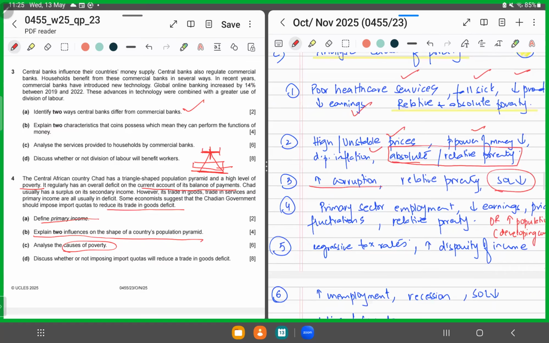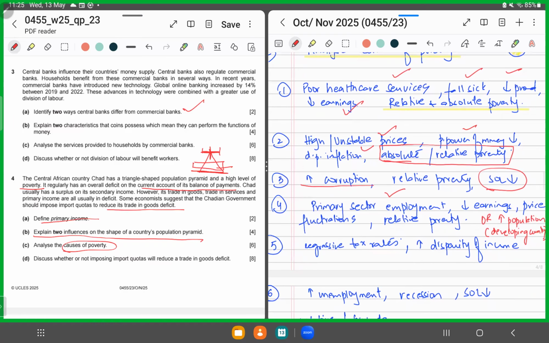It could also be that the majority of the population is employed in the primary sector or in the agriculture sector, which means earnings are relatively low and the standard of living would be less. So the GDP per capita would be less, which means it's a developing country. So if the majority of the population is working in the primary sector, their earnings are going to be less and the standard of living is going to be low. So they are going to be living under poverty.